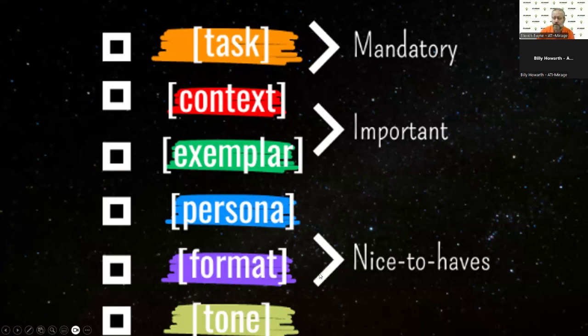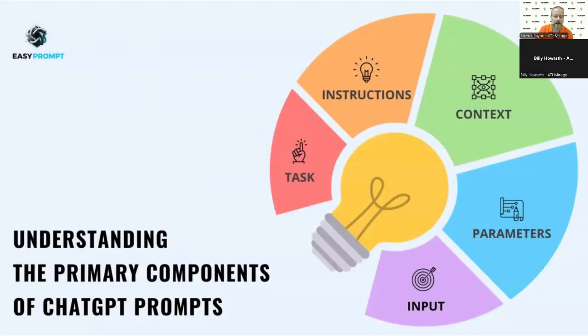And then what is the format? Do you want the results in a table? Do you want to create a list of dot points? Do you want a series of steps? Another thing is asking for questions. You can say, ask me questions that are going to help me achieve a goal. And I've got an example of that as well.